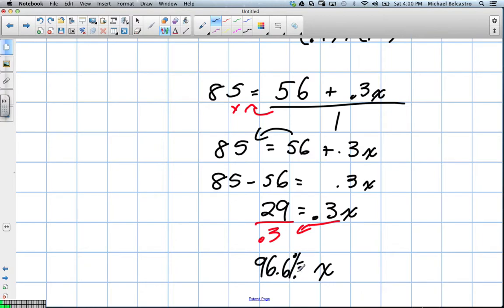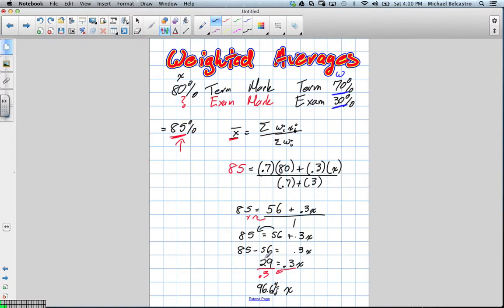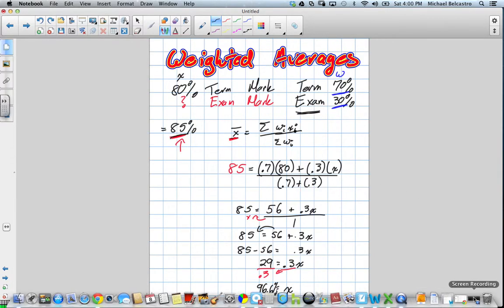96.6%. So not as logical as we kind of thought. We were thinking maybe we just need a 90. You need a 96.6, so much more than half on your final exam to end up with an 85 in this course.